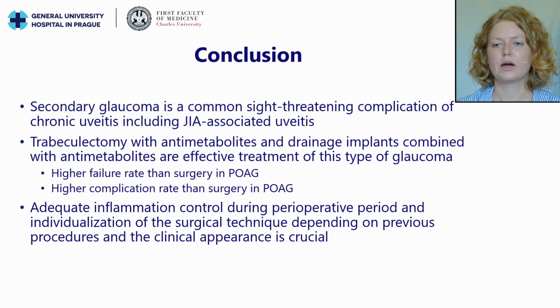In conclusion, I would like to say that secondary glaucoma is a common sight-threatening complication of juvenile idiopathic arthritis-associated uveitis. Trabeculectomy or drainage implants, both combined with antimetabolites, are effective treatment of this type of glaucoma. However, we see a higher failure rate and higher complication rate than in primary open-angle glaucoma. Adequate inflammation control during the perioperative period and individualization of the surgical technique is crucial.